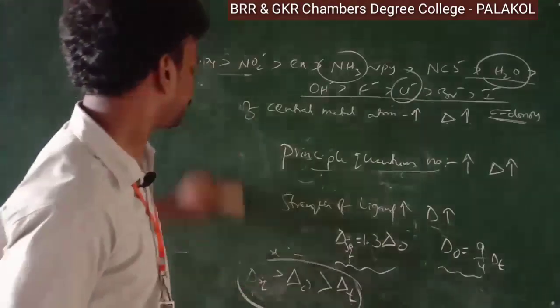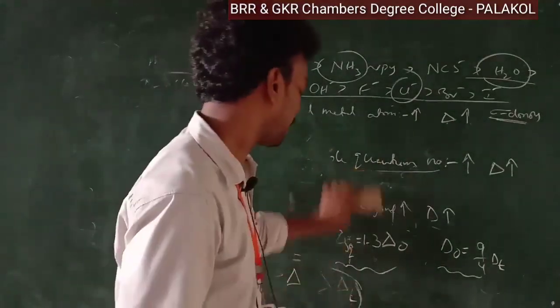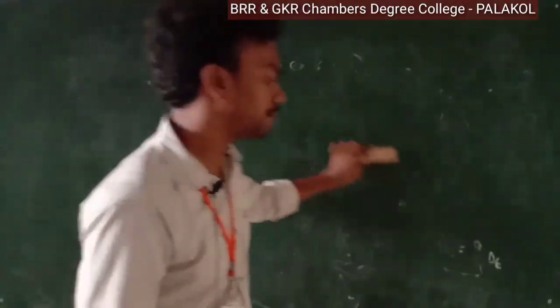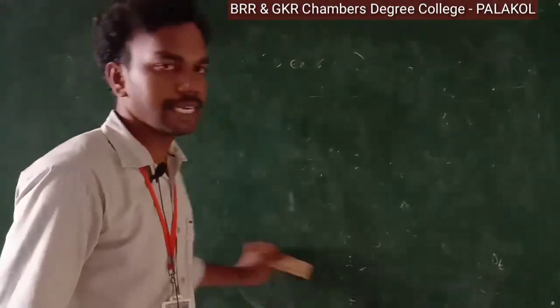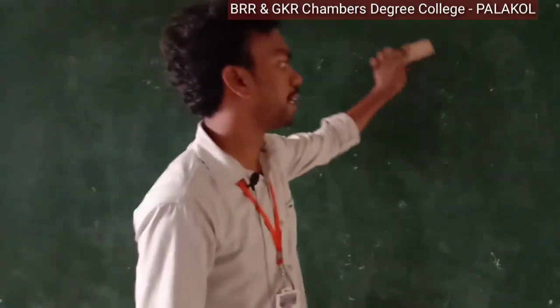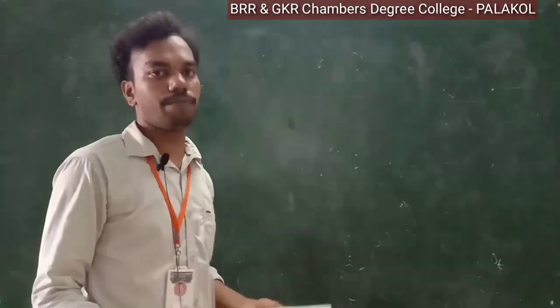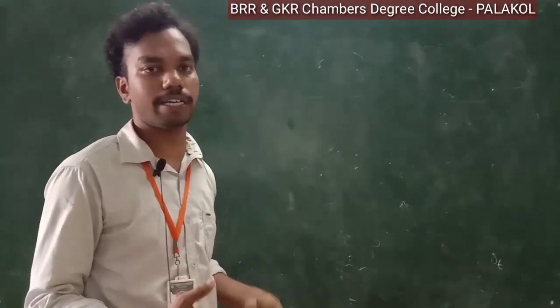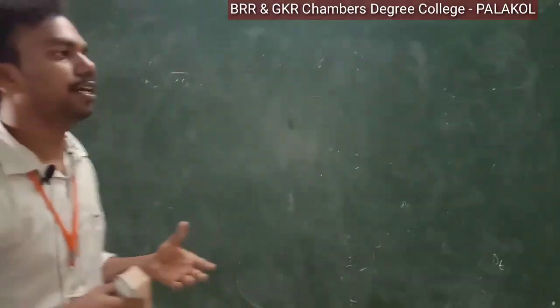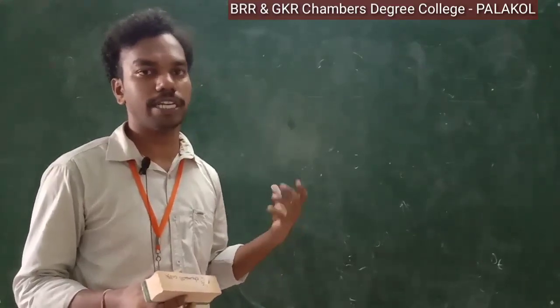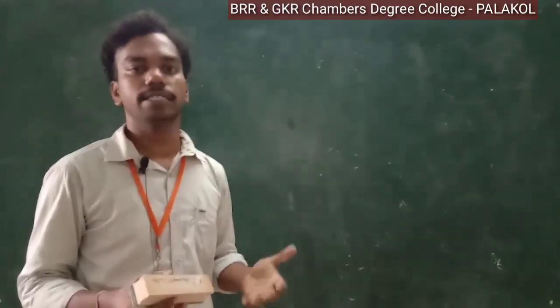So what are those factors? The first factor is the oxidation state of the central metal atom. As the oxidation state of the central metal increases, crystal field stabilization energy increases. The second factor is the size of the metal atom. As the size of the central metal atom increases, stabilization energy increases. Among 3d, 4d and 5d metal atoms, which has higher CFSE? Absolutely 5d. So 4d and 5d have higher CFSE when compared to 3d. The third one is the nature of ligands. CFSE depends upon the strength of the ligand. As the strength of ligands increases, CFSE increases.